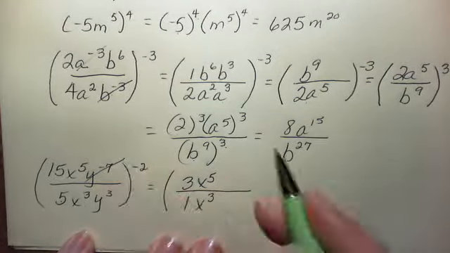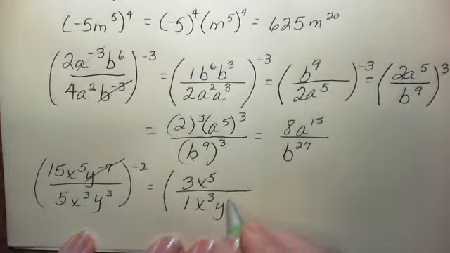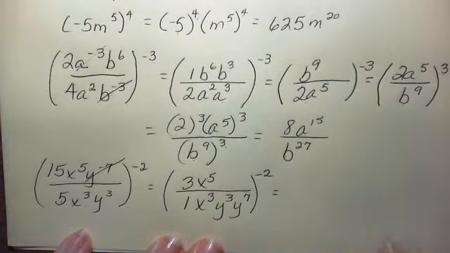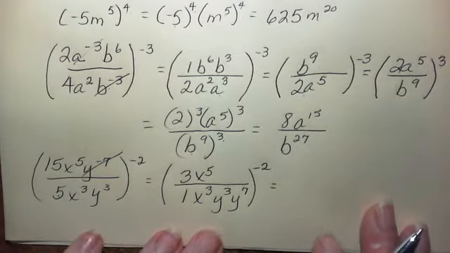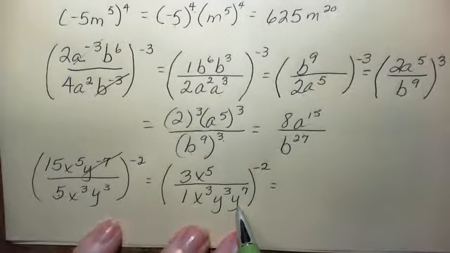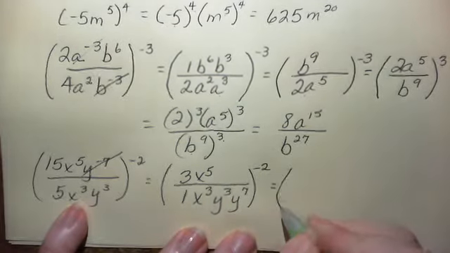Now y to the 7th needs to trade floors. So y to the 3 here stays put, y to the 7 needs to travel down to the other floor. Still have a negative 2 power here. Alright, what else could be done now? Well, I could apply the product rule here, so let's do that.